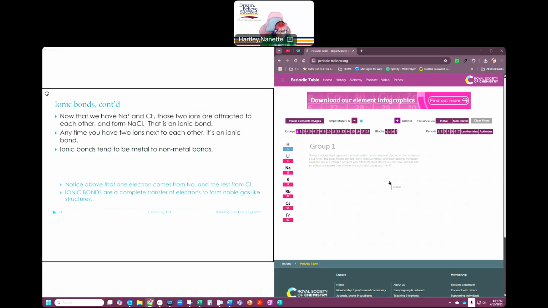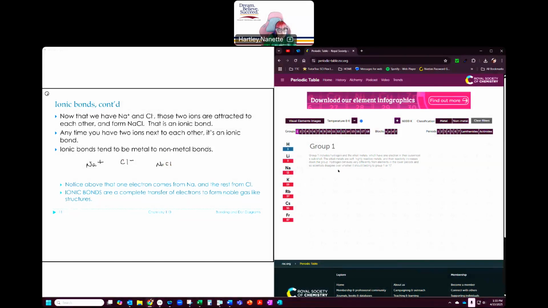So when we can do that, that's awesome. Ionic bonds have to be metal and non-metal bonds. So we can get something like an Na+ and say Cl-, and then we get NaCl. Okay, and that's a metal, non-metal. So that's ionic bonding between a metal and a non-metal. Anytime I have 2 ions next to each other, that's an ionic bond. So that's a complete transfer of electrons to form noble gas-like structures.